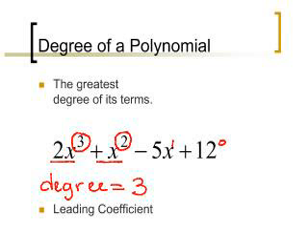And then another term that you need to know is the leading coefficient. And the leading coefficient is the coefficient on the highest degree term. So in this case, the very first one, the 2x cubed, is our leading term. And so the leading coefficient then is positive 2. The coefficient is just the number in front of the variable part.